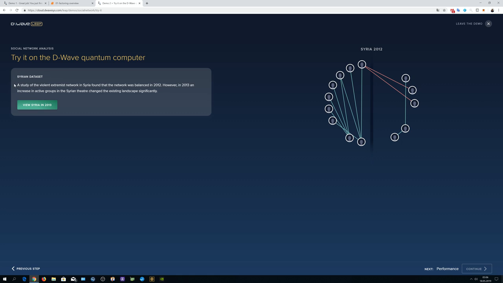Syrian data sheet. A study of the violent extremist network in Syria found that the network was balanced in 2012. However, in 2013, an increase in active groups in the Syrian theater changed the existing landscape significantly. Didn't I show you that on the last page of that PDF file? And now it comes again.